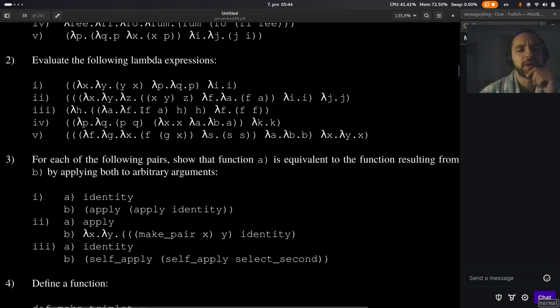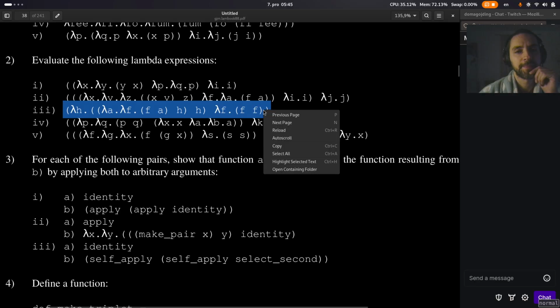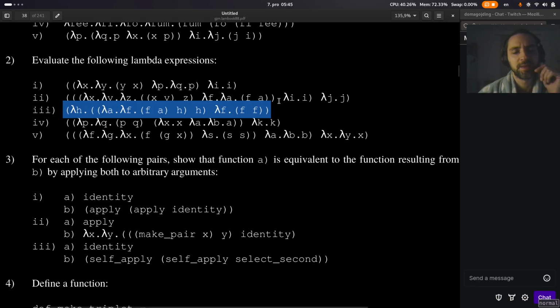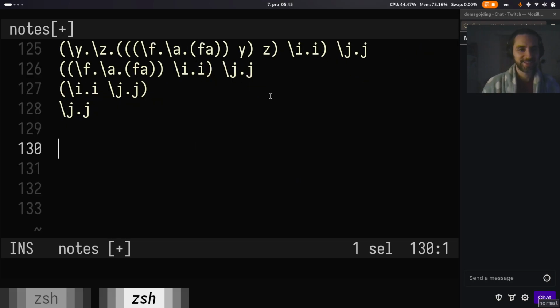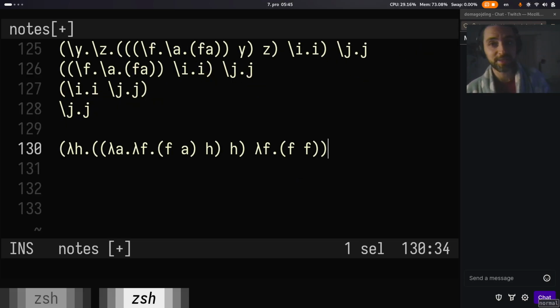So now we're going to add the third thing. Evaluate the following lambda expressions. Okay, the third thing now. This practice is important. Okay. Lambda h and then lambda a dot lambda f dot fa. H.